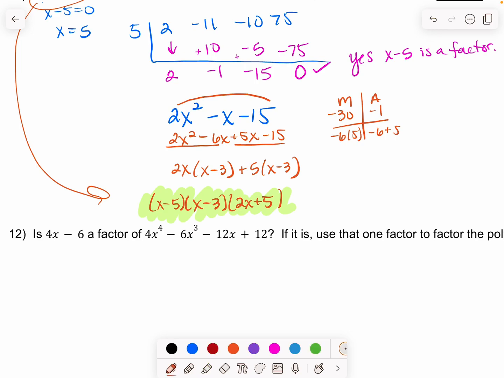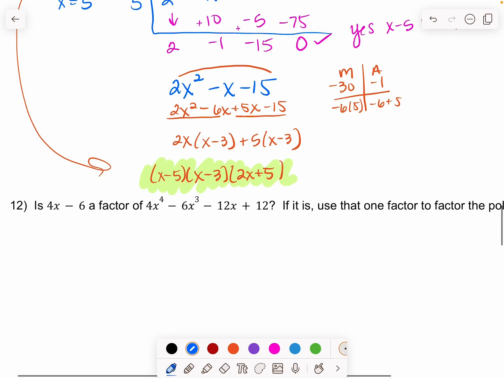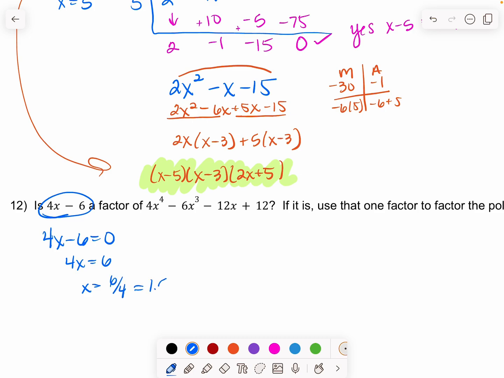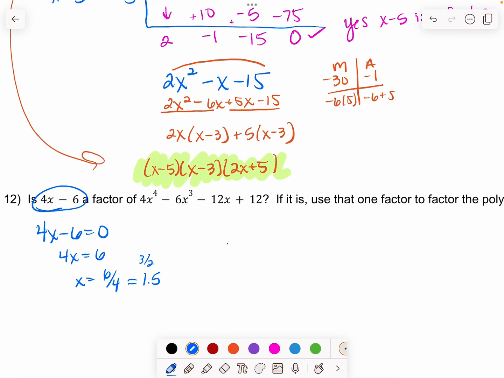Now, on the next one, as you're going towards it, is this a factor? Again, it's linear. You can set it equal to 0. 6 over 4, which is equal to 1.5, or 3 halves. It is still linear, so you are perfectly welcome to work with it. I get 4x to the 4th, negative 6x to the 3rd, 0x squared. So I need that placeholder. It's 12.